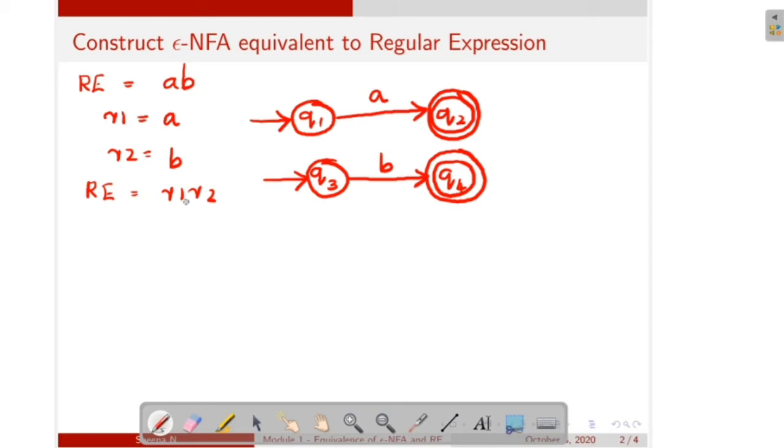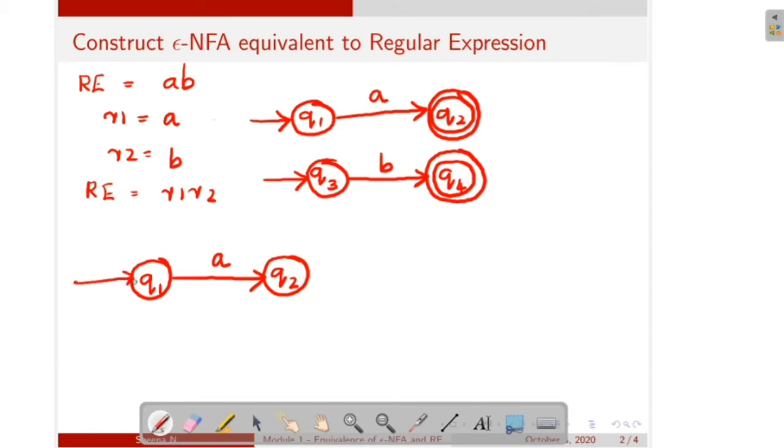Next our aim is to construct R1 followed by R2. Okay, R1 followed by R2. So first we have to draw R1. So this is the epsilon NFA for R1, then followed by R2. So in this R1, this Q2 becomes a normal state. Instead of final state, this becomes a normal state in R1 R2. Okay, so we can draw Q1 then Q2. There is a transition from Q1 to Q2 over the alphabet A, and Q1 is the initial state.